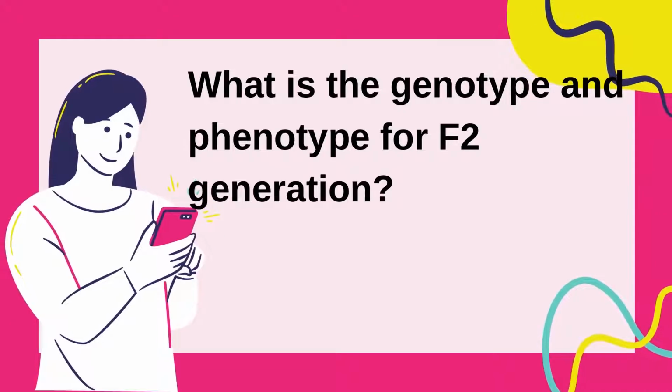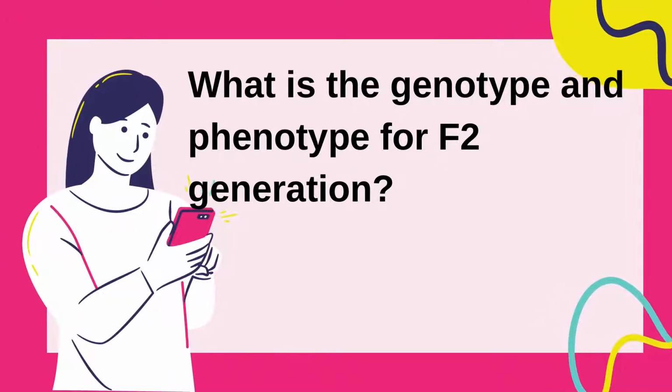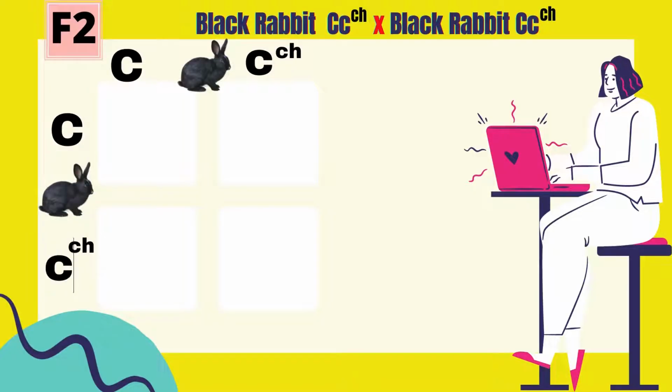What is the genotype and phenotype for F2 generation? Now, to solve for F2, ang parent na gagamitin natin ay ang offspring from F1. Since lahat ay black rabbit, mag-cross tayo ng organisms with black rabbit. Tandaan, ito ay F1 generation kaya iba ang letters. Ano kaya ang magiging possible offsprings ng generation na ito?